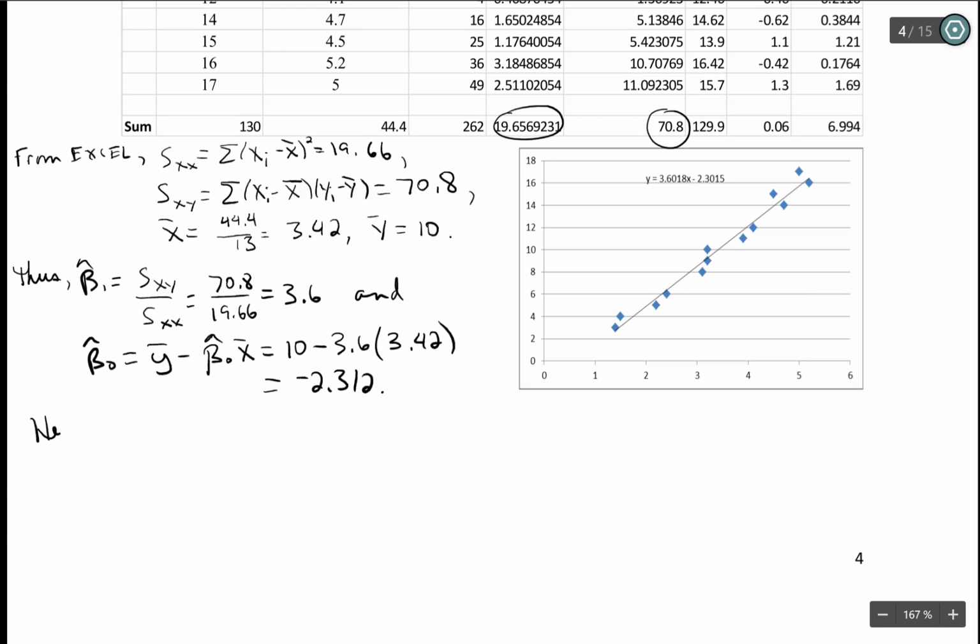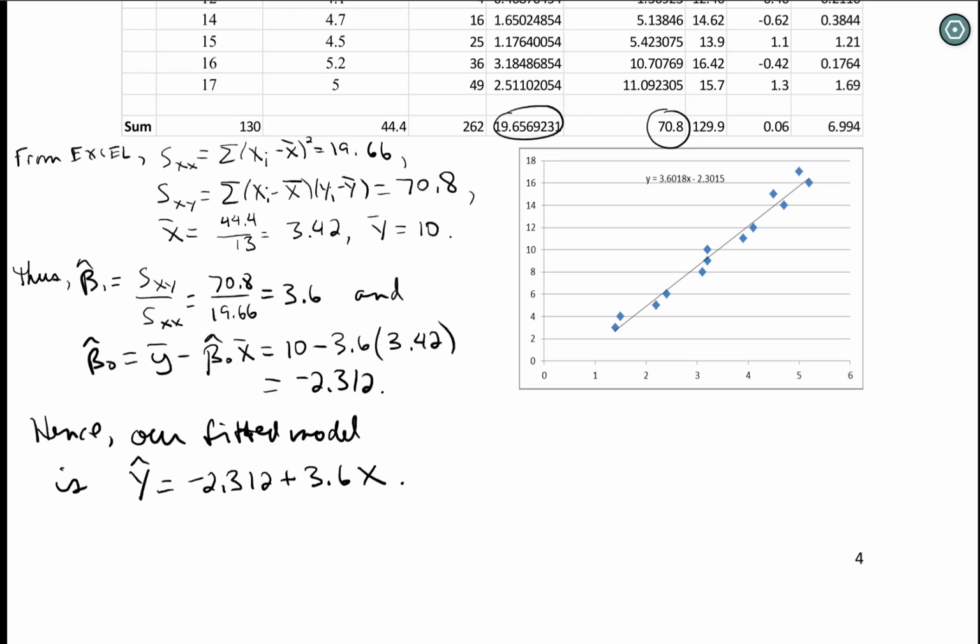Okay, so hence our fitted model is y hat equals the intercept, negative 2.312, plus the slope, 3.6x. That's our fitted model. That's the line of best fit through the data, and you can see that here. I actually used Excel to plot this line through the data, and there, that's the equation for that line. Okay, so that's our fitted model.